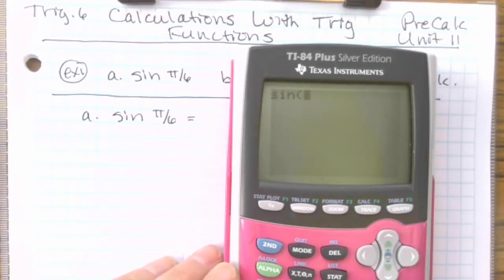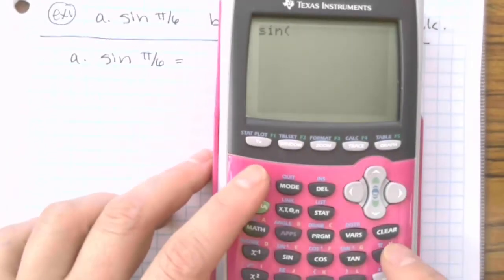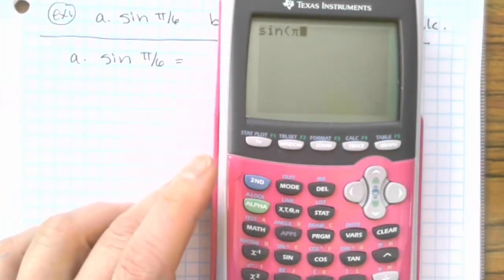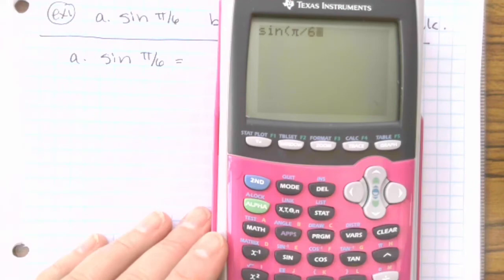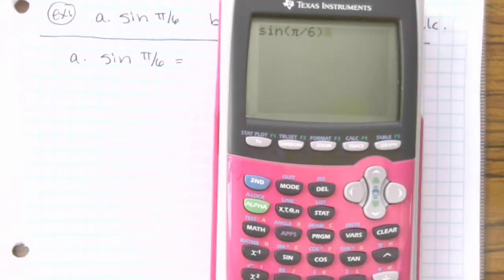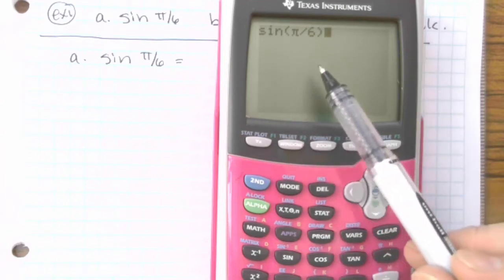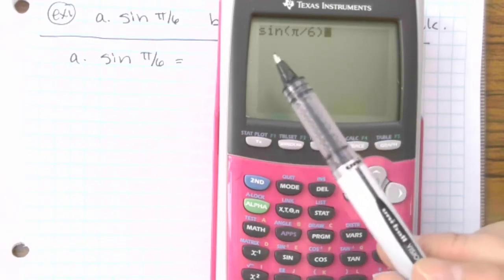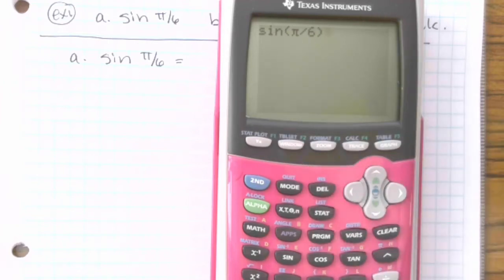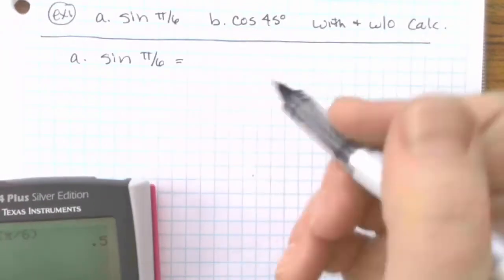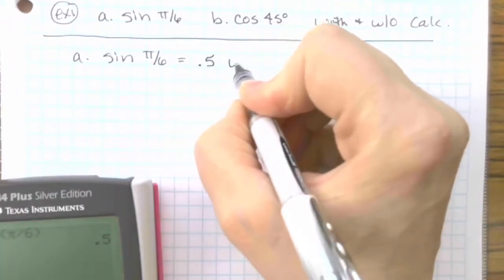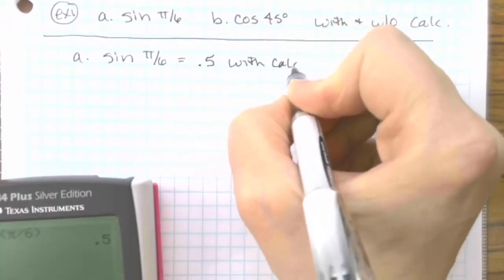So sine of pi is here, so blue and there, so pi divides 6, and you want to get into the habit of closing it because later on we'll be doing more complicated things in the calculator, and you want it to find sine of pi over 6, not sine of pi and then divide by 6. That'll give you a different answer. So this is a nice tidy 0.5. So that's 0.5 with the calculator.